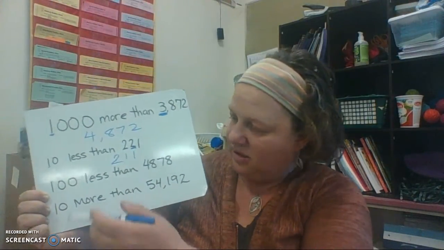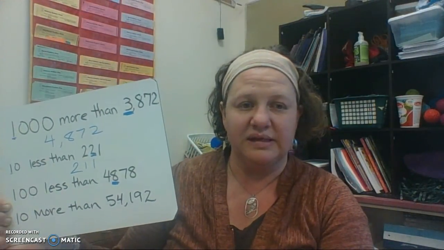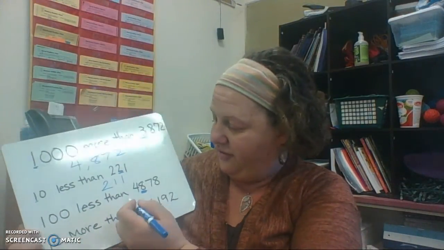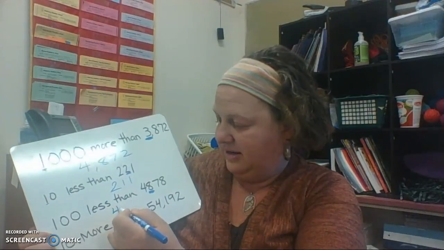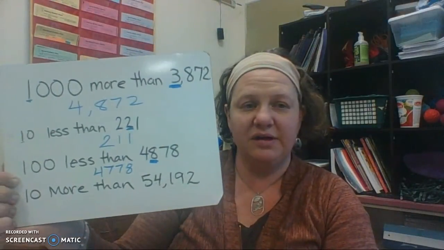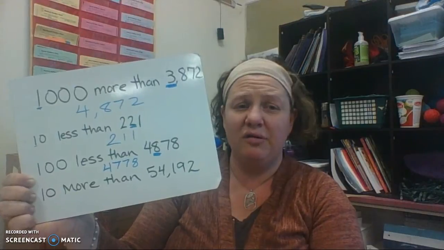Next one, we have 100 less than 4,878. So we look at our 100th place value, and I find it is kind of helpful to underline that place value as you're going through and doing this. And you subtract that, and you should have 4,778 for your answer.